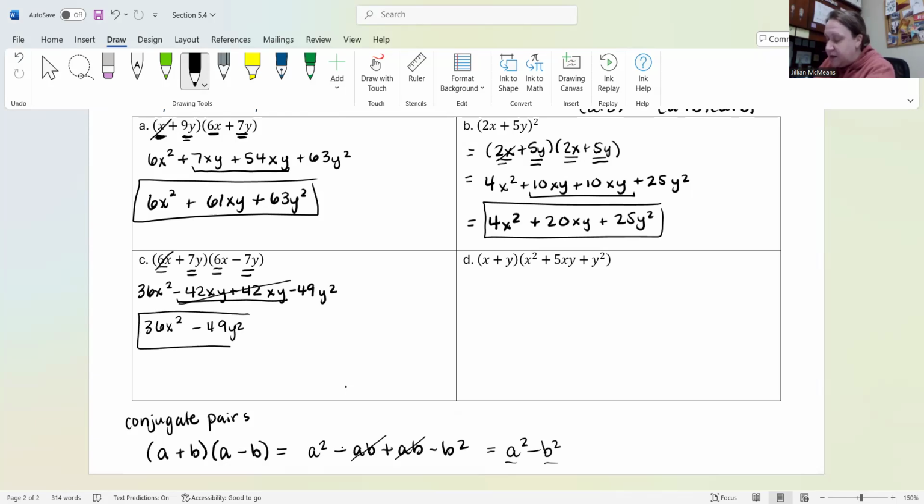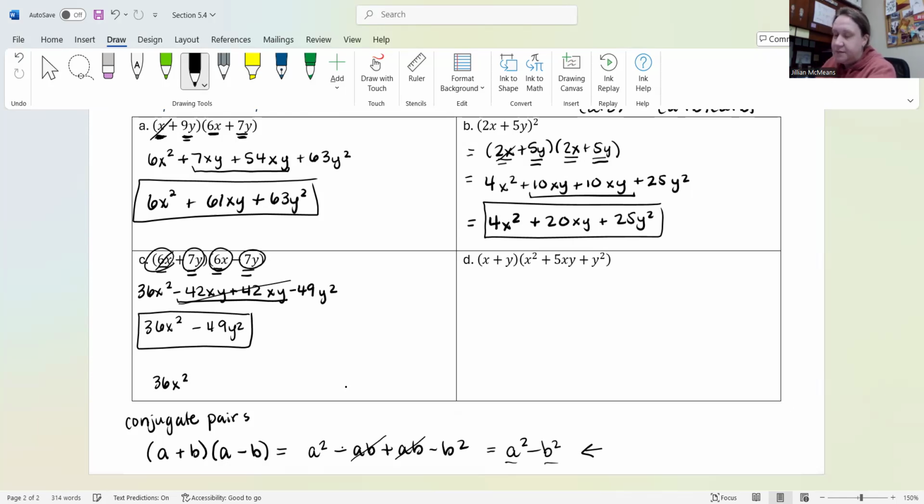And just to prove that this conjugate shortcut works, where you can just square the first term, square the second term, and subtract, if I take the first terms and square them, so that first term squared is, well, 6 squared is 36, x squared is x squared.